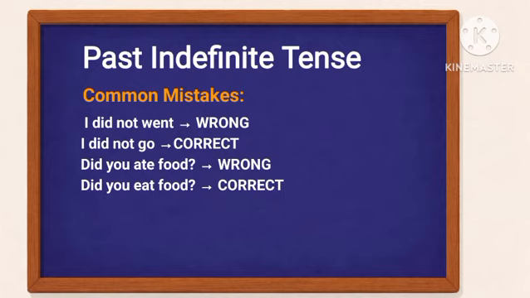Let's discuss some common mistakes that we usually make in writing past indefinite tense. I did not went is a wrong sentence. Why? Because we can't use two second forms of verb in a single sentence. Did is already the second form of the verb do and went is also a second form of the verb go. So the correct sentence is: I did not go.